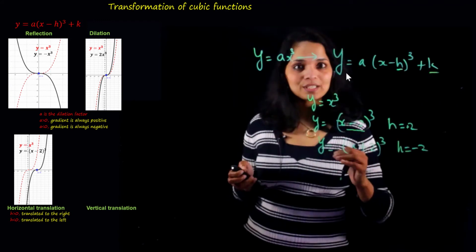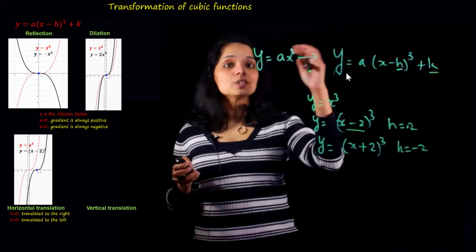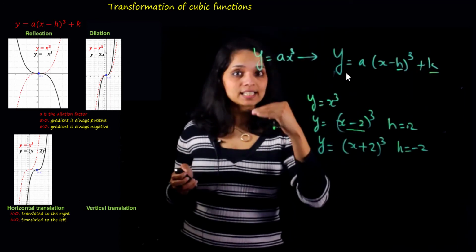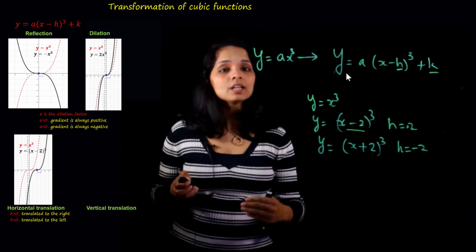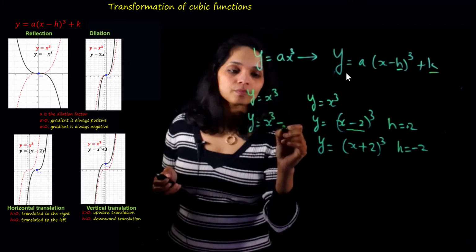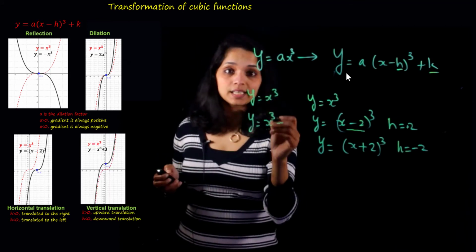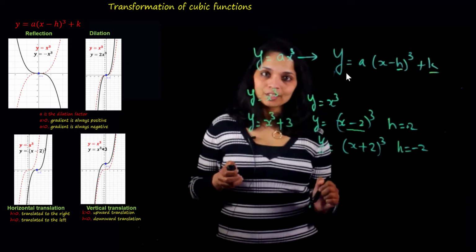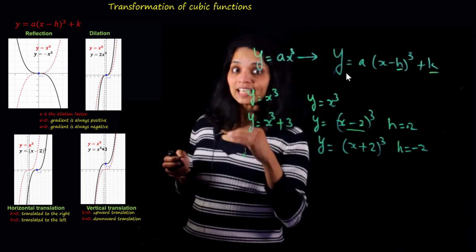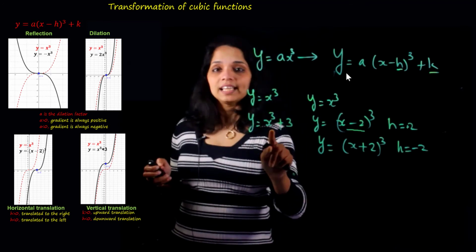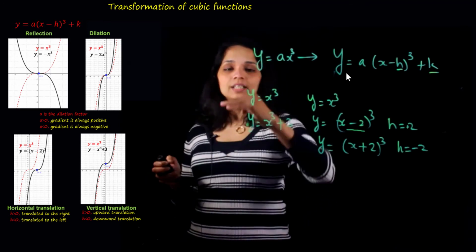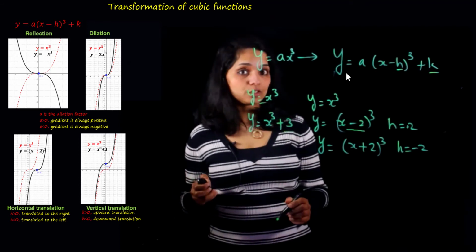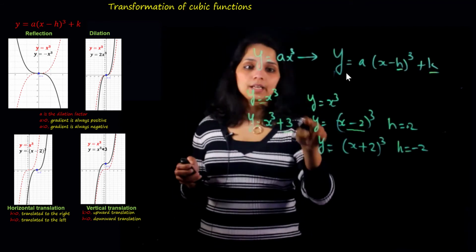If k is positive, it's translated upwards by k units, and if it's negative, it's translated down by k units. Let's have a look at two functions, y equals x cubed and y equals x cubed plus 3. You can see in here, this graph is simply a vertical translation of this one by an amount 3. So the graph is shifted upwards by 3 units.